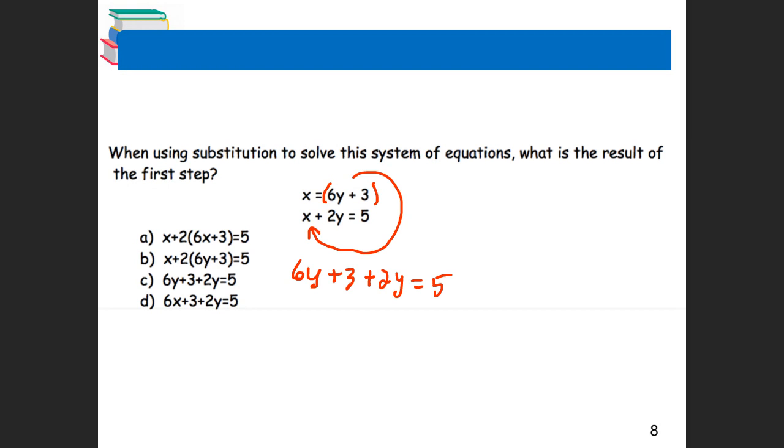Now, I don't have to put a parenthesis in if I don't want to. It didn't ask me to do anything else. It just asked me after the first step. So my answer would be 6y plus 3 plus 2y is equal to 5. So my answer should be letter C for this one. All right, number two.